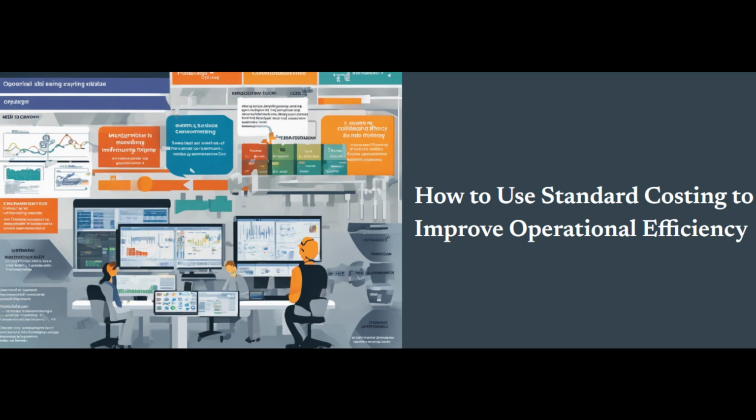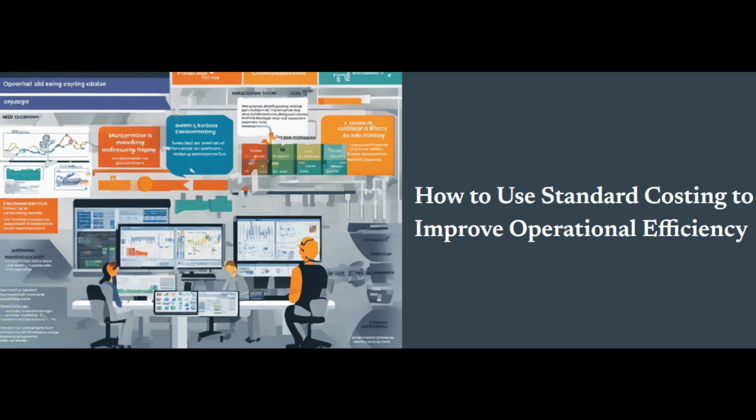Imagine an automotive manufacturer that is evaluating the option to outsource the production of certain vehicle parts. By analyzing the standard cost of in-house production, including direct materials, labor, and overhead, the company can compare these figures to the quotes received from potential suppliers. This analysis can help the company make a strategic decision that balances cost saving, quality control, and supply chain reliability.